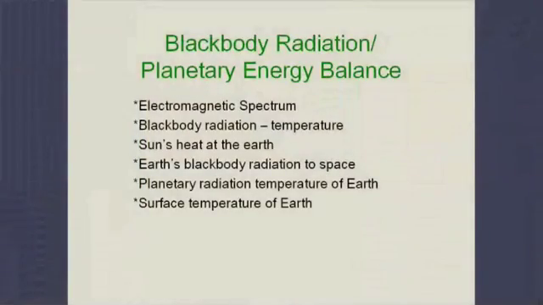I want to talk now about this blackbody radiation and the planetary energy balance. And that's how we'll get into the greenhouse effect. So the topics I'll discuss here are the electromagnetic spectrum, radiation, blackbody radiation and how it's related to temperature, the sun's heat at the Earth, and then how the radiation goes back out to space to balance the sun's heat. This idea of the radiated temperature of the Earth, and finally the surface temperature of the Earth. So it's the difference between these two, which is the simplest way to characterize the greenhouse effect.